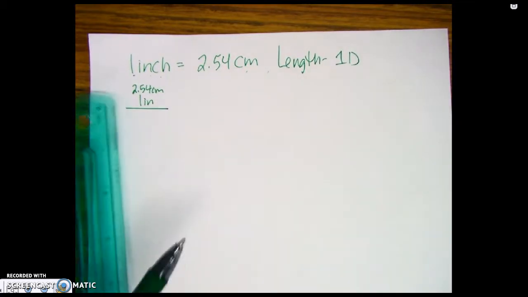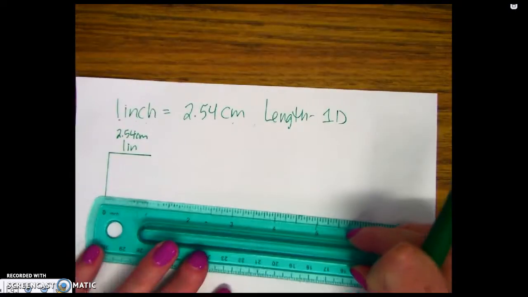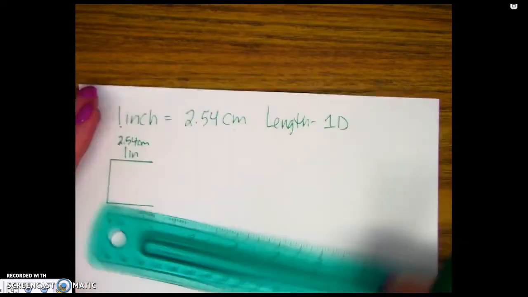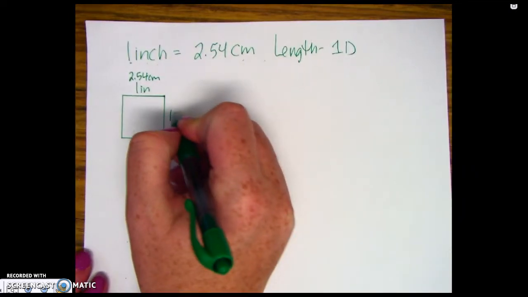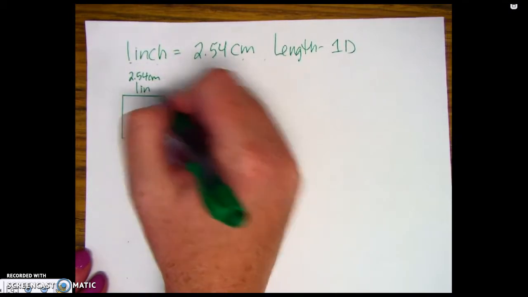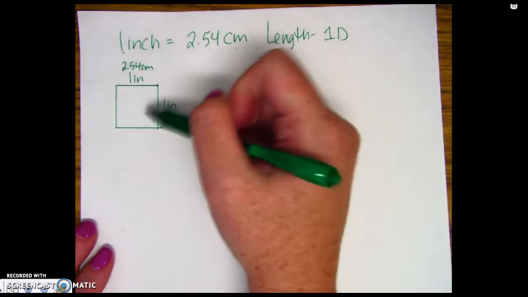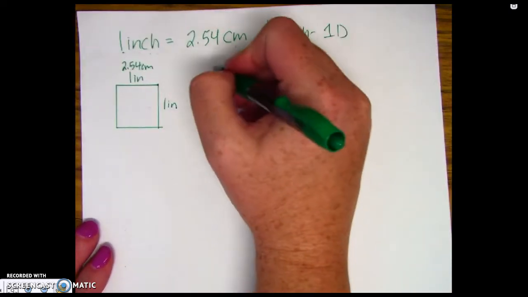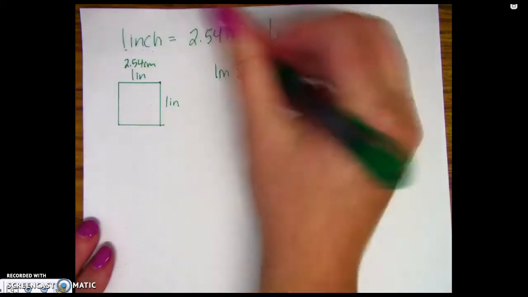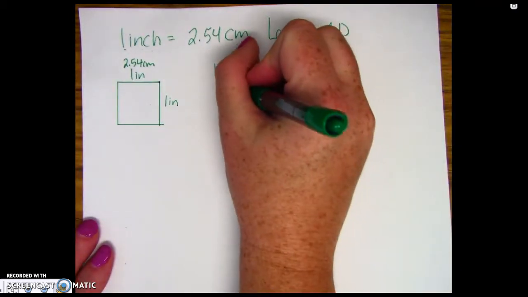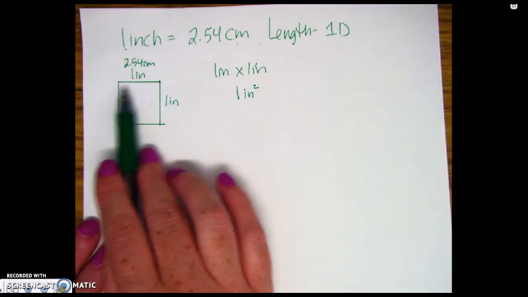Now, this is a length. And if I add a width onto this, what I can actually create is a square. My square is 1 inch by 1 inch. So this is a length and this is a width. I've now created a two-dimensional object. This is now a square. 1 inch by 1 inch creates 1 square inch.